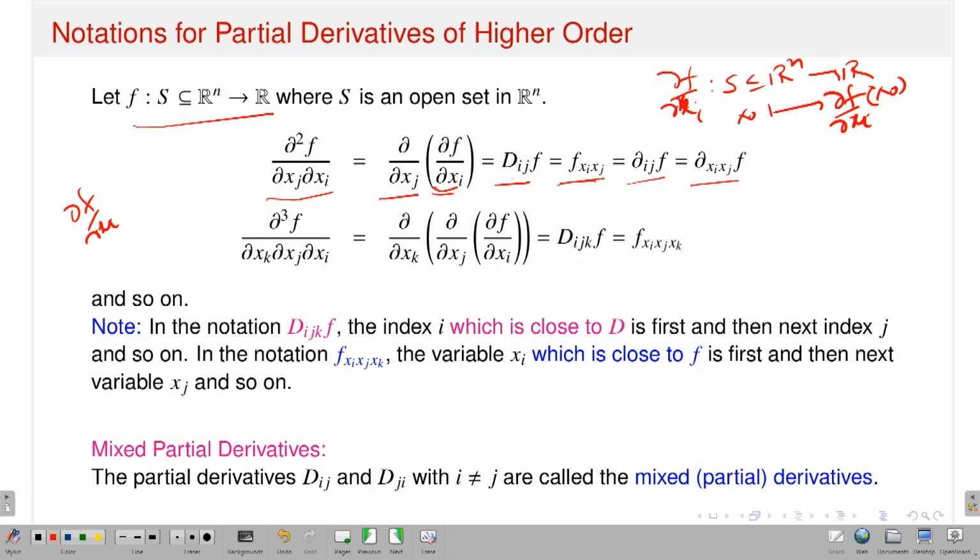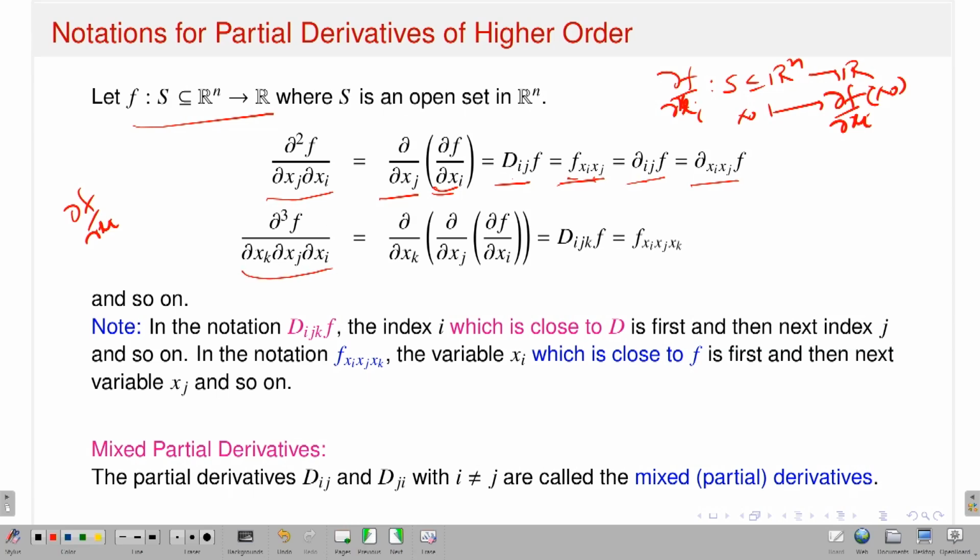Similarly, here also in f suffix xi xj, xi is near to f. That means first you consider the partial derivative of f with respect to the xi variable. Think about the function del f del xi as a map from Rn to R. Then you consider the partial derivative of del f del xi with respect to the jth variable. So, this is how the notation comes.